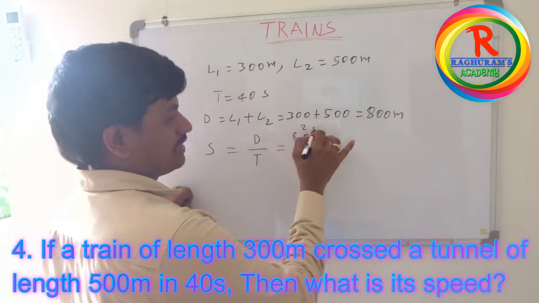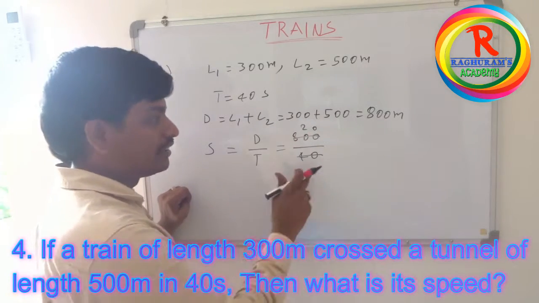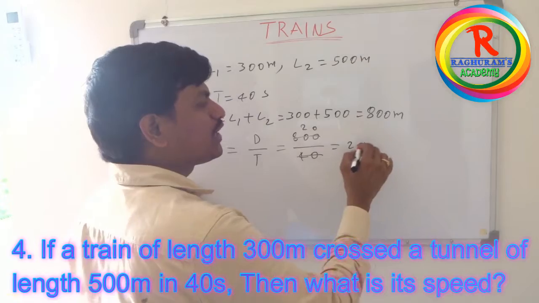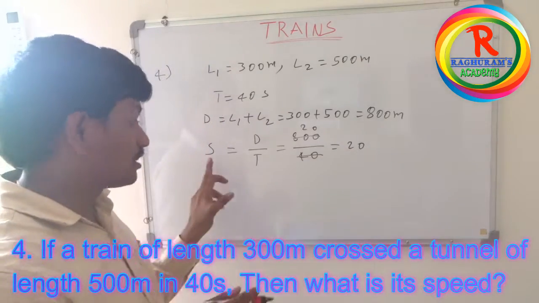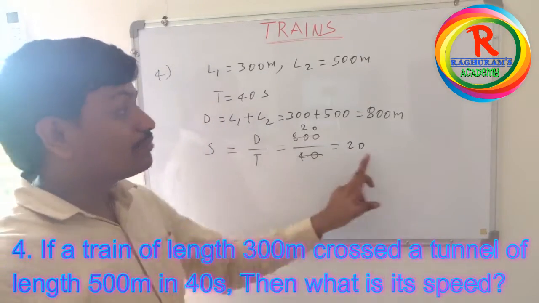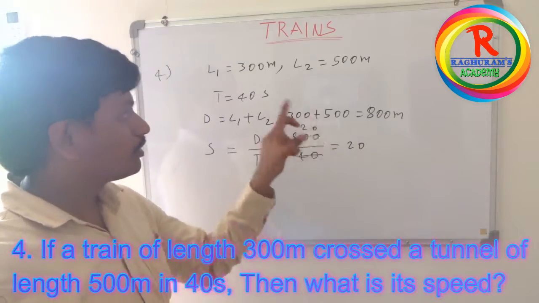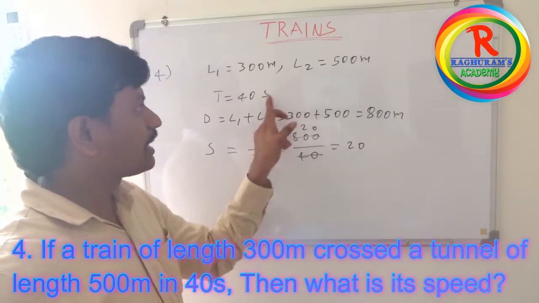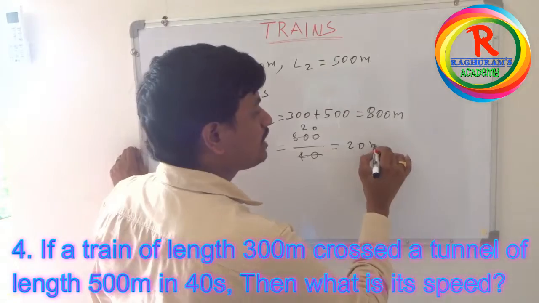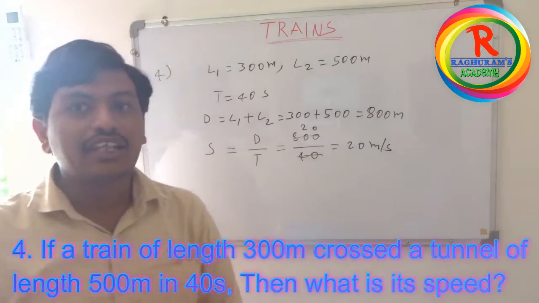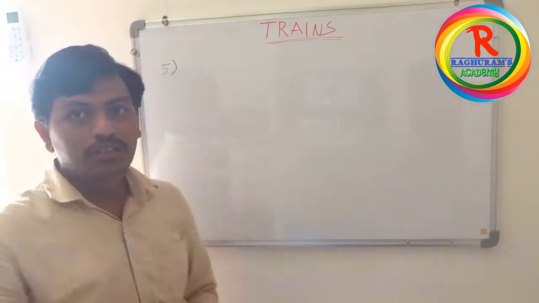4 2s are 8, 40 20s. So we get 20. 20 is what? Seconds or hours? So what is the speed? What is it, meters per second or kilometers per hour? Distance is in meters and time is in seconds. So the speed is in meters per second. So the answer is 20 meters per second.